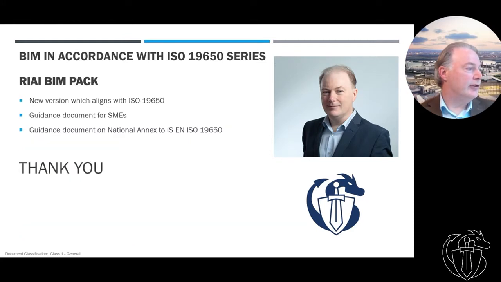One last thing I want to note is we're updating, this is part of my role as chair of the RIAI BIM committee, an updated BIM pack, just doing the final crossing I's and dotting T's. The new version will align with 19650. We're doing two separate guidances then for small and medium-sized enterprises. And the last document we're going through at the moment is to do with the national annex, which essentially is file naming and revision control. There's an Irish version of that, and we're doing our own guidance to that.